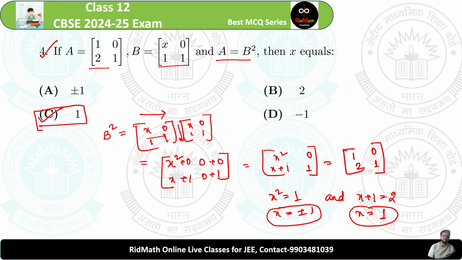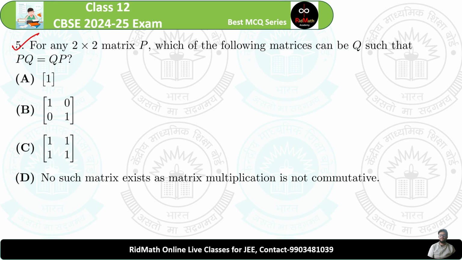Because here if we put x equal to minus 1, then this will be 1, but this will be 0. Plus 1 and minus 1 will be 0, but here it is 2. So that means x equal to 1 is the only solution. Option number C is correct. Next problem. Problem number 5.